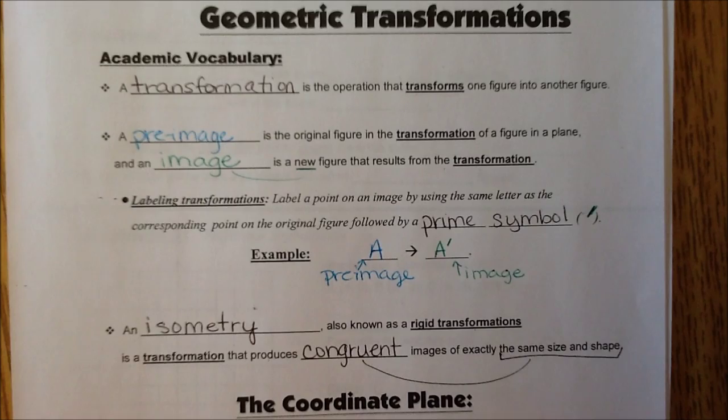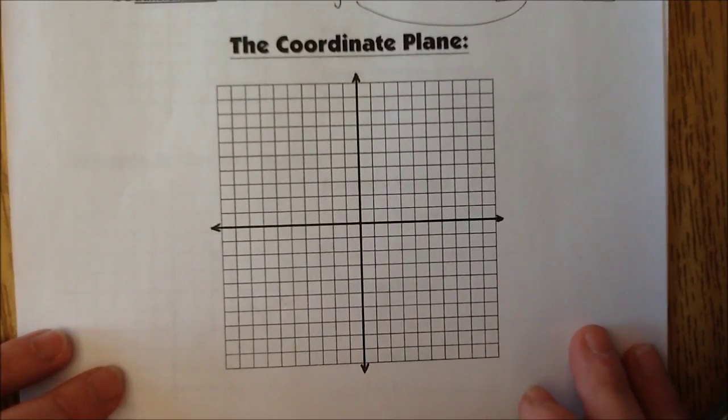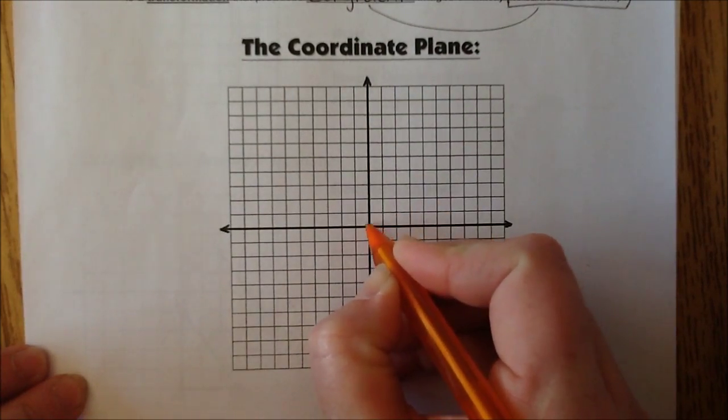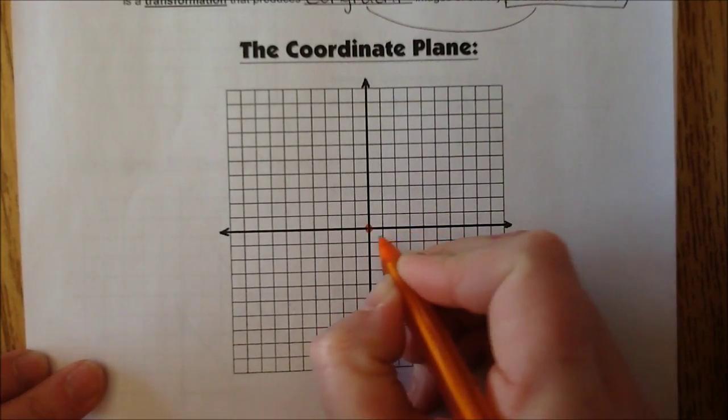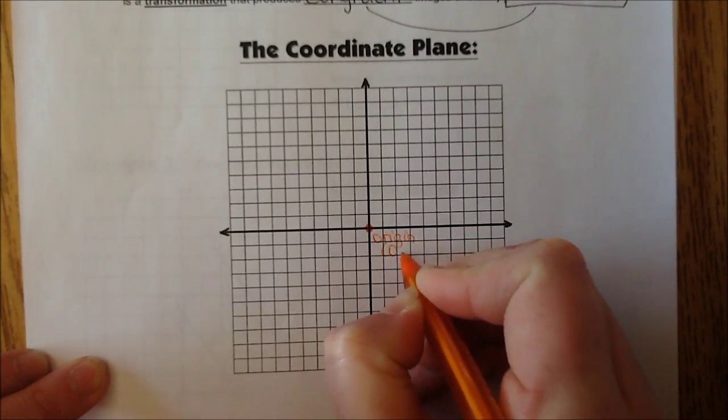Now most of our transformations, when we're showing from one step to another, we're going to do on the coordinate plane. So let's review the parts of the coordinate plane. Orange is our origin in the center. That's our origin, and that's just the ordered pair (0, 0).